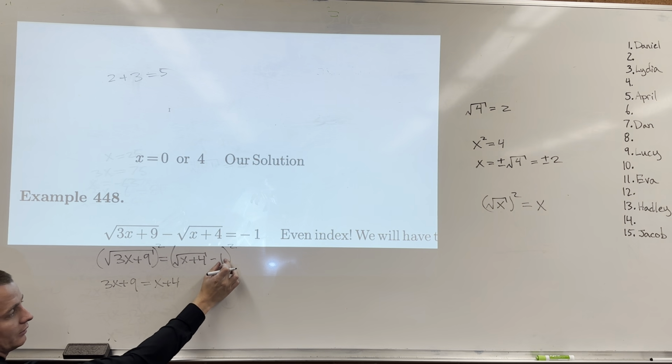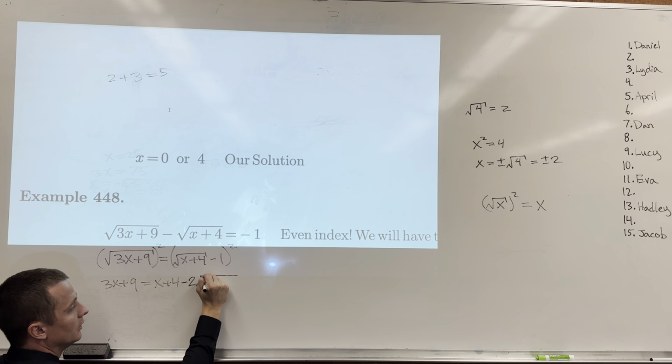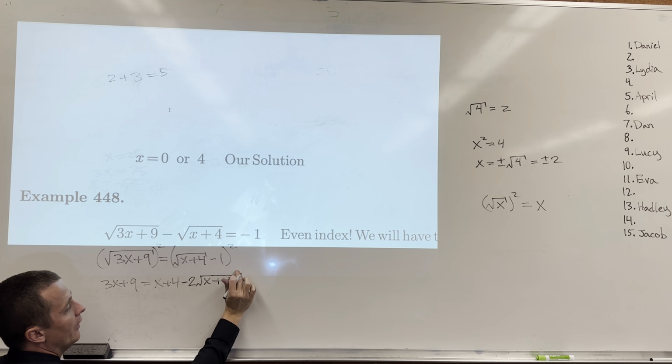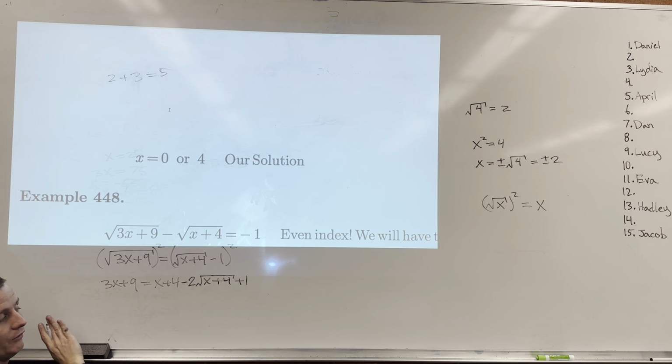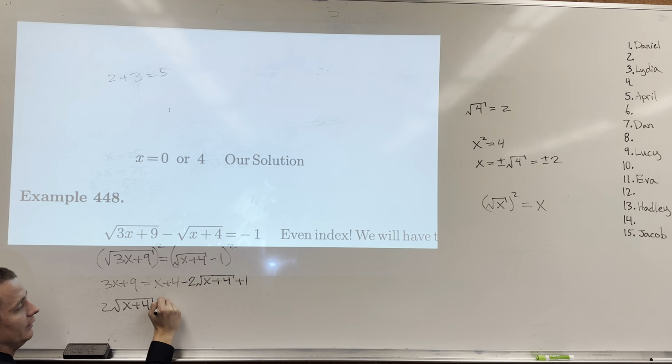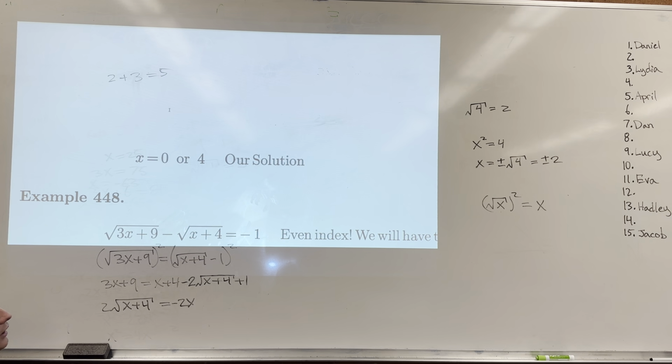Then we have this times this, and this times this, so that's going to be minus 2 square roots of x plus 4. And then finally, negative 1 times negative 1 is plus 1. Again, we're going to get the radical by itself, everything else on the other side. So I'm going to move this over here, everything else over there. So moving this over here, that's going to give me 2 square roots of x plus 4 is equal to, over here, what are we going to get? We have an x, but I'm going to subtract 3x, it's going to be negative 2x. That's bringing all my x's over. Let's see, we have a 4 plus 1 is going to be 5. 5 subtract 9 is negative 4, right?